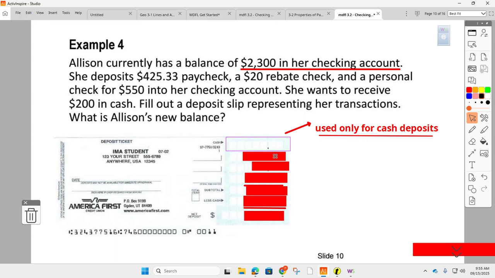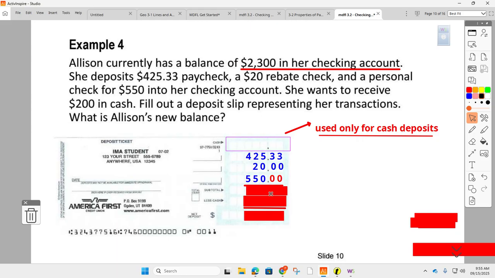So in this case, this is their paycheck. This is their rebate check. This is a personal check they're depositing. They did not have any cash to deposit, but they're depositing all these checks, and they want the bank to give them some of that money back. They wanted $200 in cash for spending money.